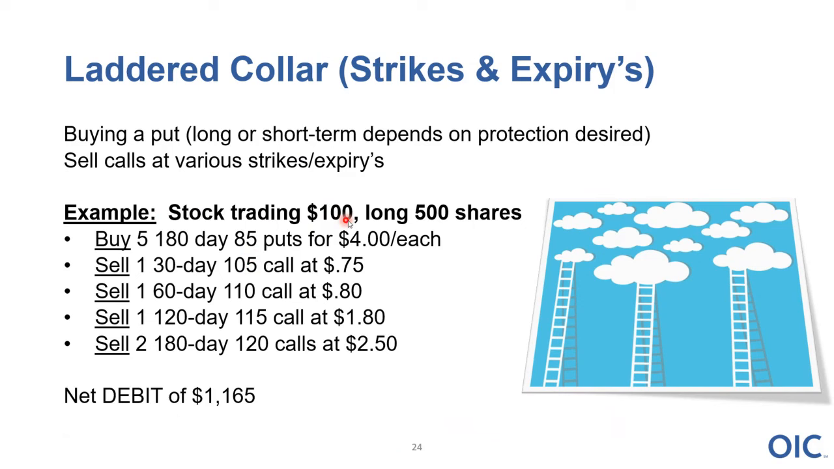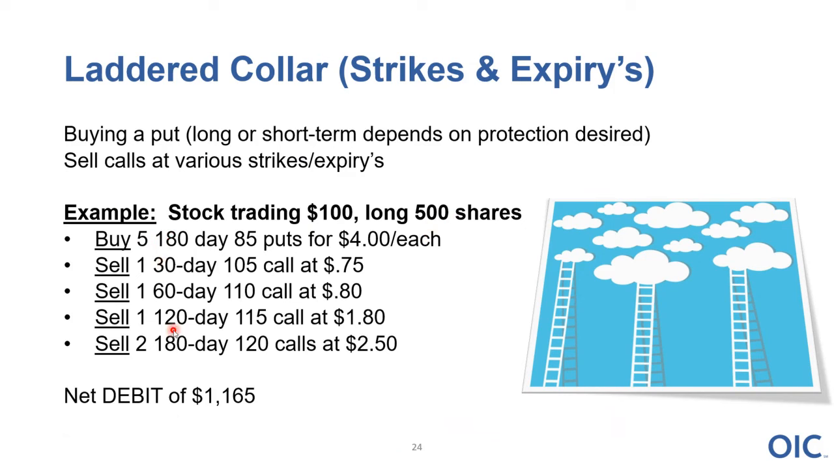In our example, the stock is trading at 100 and we are long 500 shares. We go out quite a bit of time here, 180 days, to buy 5 puts for $4 each. So we've covered all 500 shares with protection on these puts. And now we go out in time.